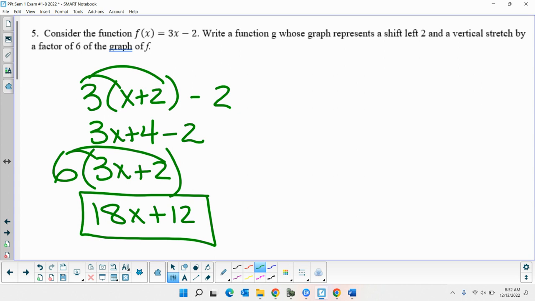Connor. Where did the 4 come from? I don't know. What did I do wrong? 3 times 2 is what? All right, I made a mistake. That should have been a 6 because I'm getting in a hurry. So that's a 4. So this would be a 24. Sorry about that. Is that better?